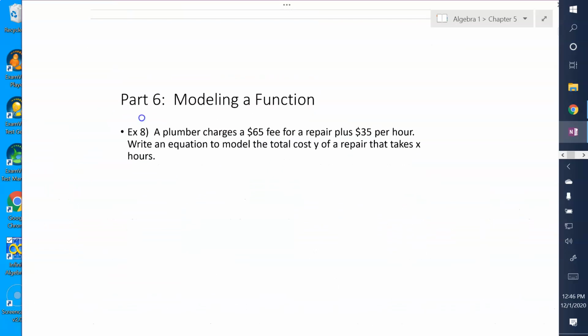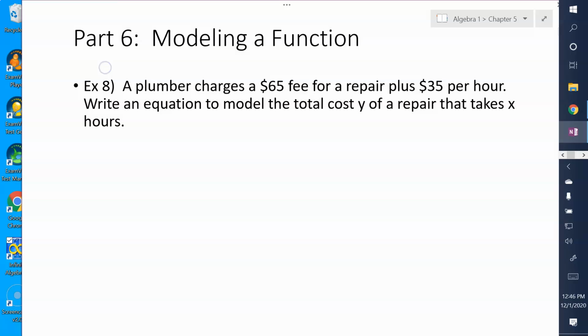All right, the last thing we're going to do is model a function using a real-world situation. We have a plumber charging a $65 fee for a repair plus $35 per hour, and we're asked to write an equation to model the total cost y of a repair that takes x hours. So this is a word problem, so do your 3 reads.